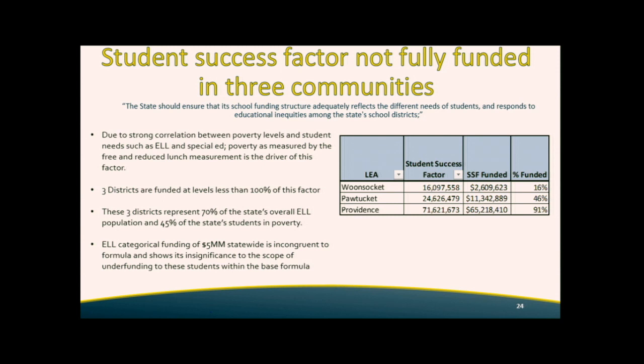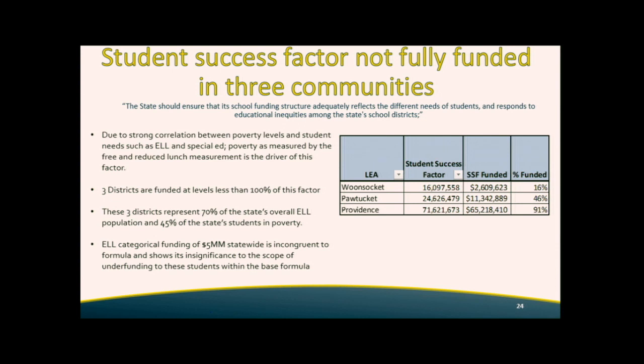We talked a lot about the student success factor, and how it was designed to meet the needs of the students that have additional needs, whether it be special education, poverty, or English language learner. All of those things were deemed to require additional financial support to be able to support those students. And so, again, three communities are popping out as not funding that student success factor.